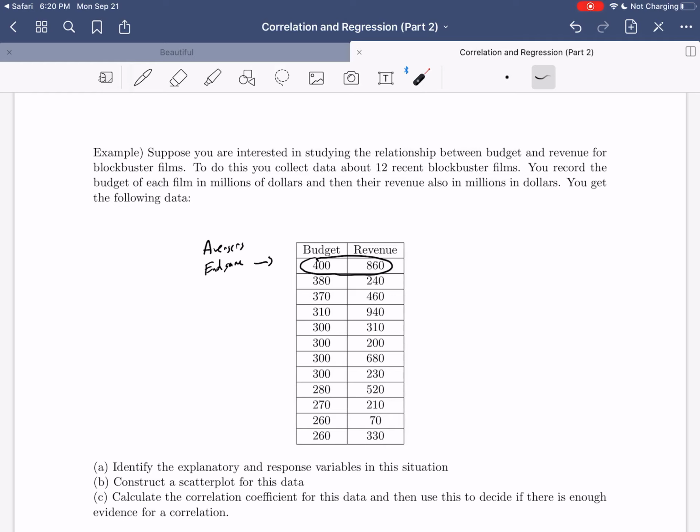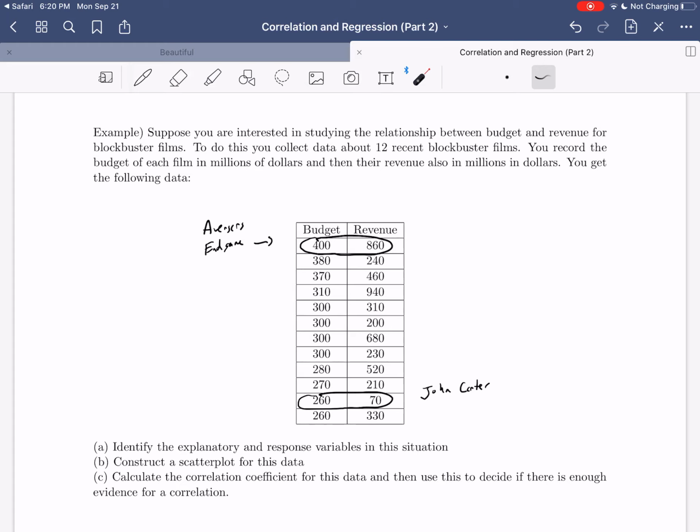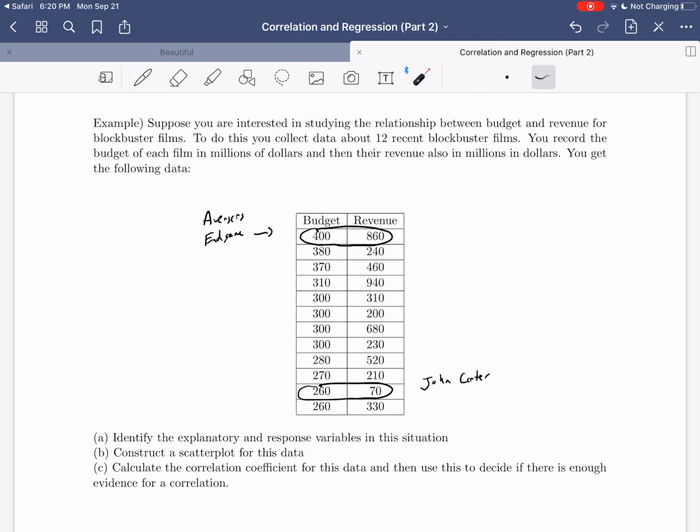Something like this that actually made less revenue than their budget is a total flop and disaster. This movie right here was called John Carter, which I believe was by Disney. It's based off of a novel. A complete flop, one of the biggest flops in Hollywood history. All right, so we've got all these movies with their budgets in millions of dollars and their revenues in millions of dollars. Let's go ahead and do a couple things with this.